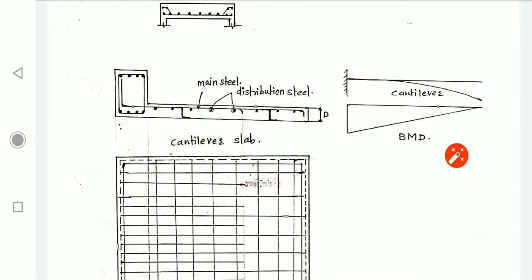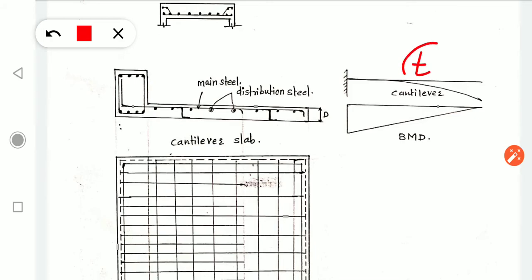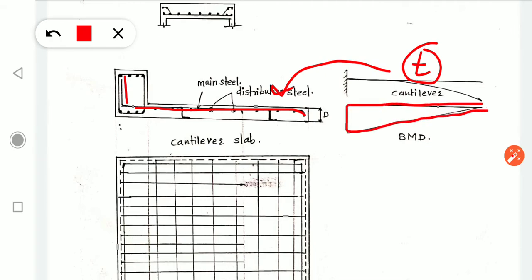Now, if the tension is on the top side, reinforcement in the cantilever slab will be on the top side. Main steel of a cantilever slab will be on the top side. So this is the main steel of your slab, right? And second, observe the bending moment diagram. The bending moment diagram is continuously reducing and getting 0 towards the free end.